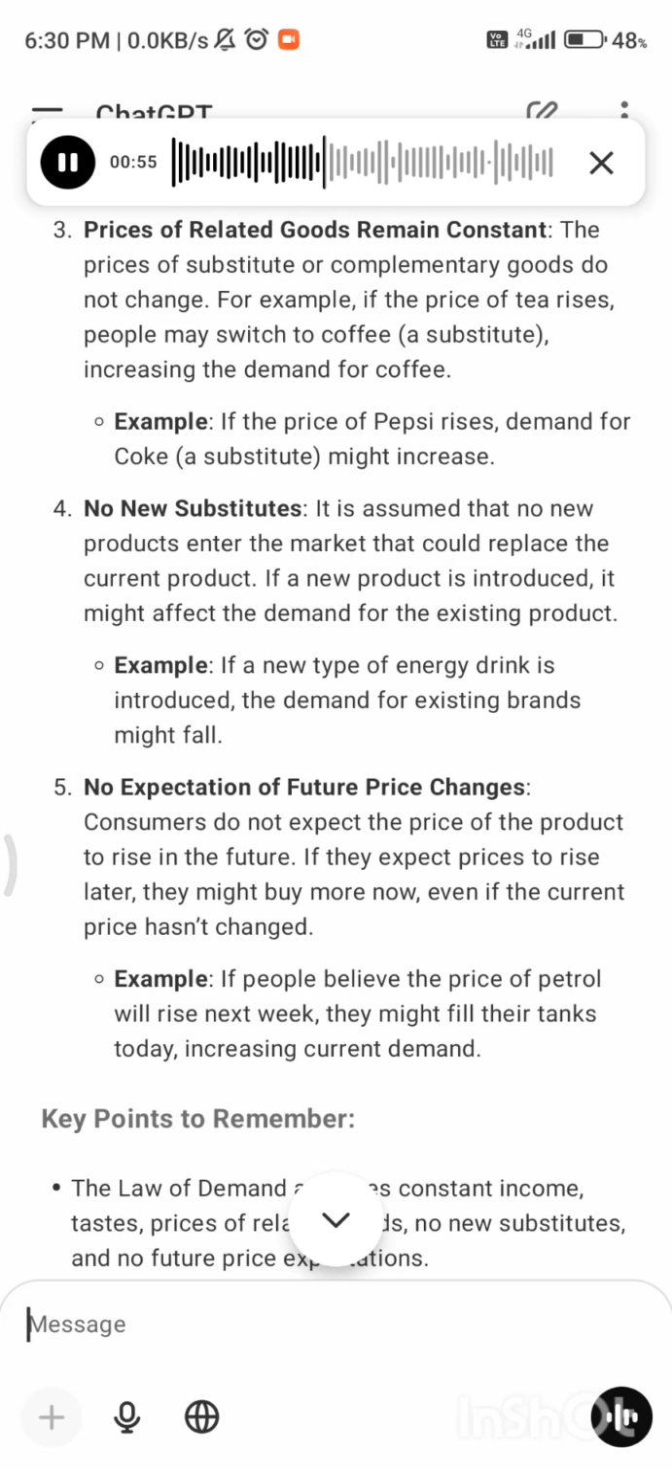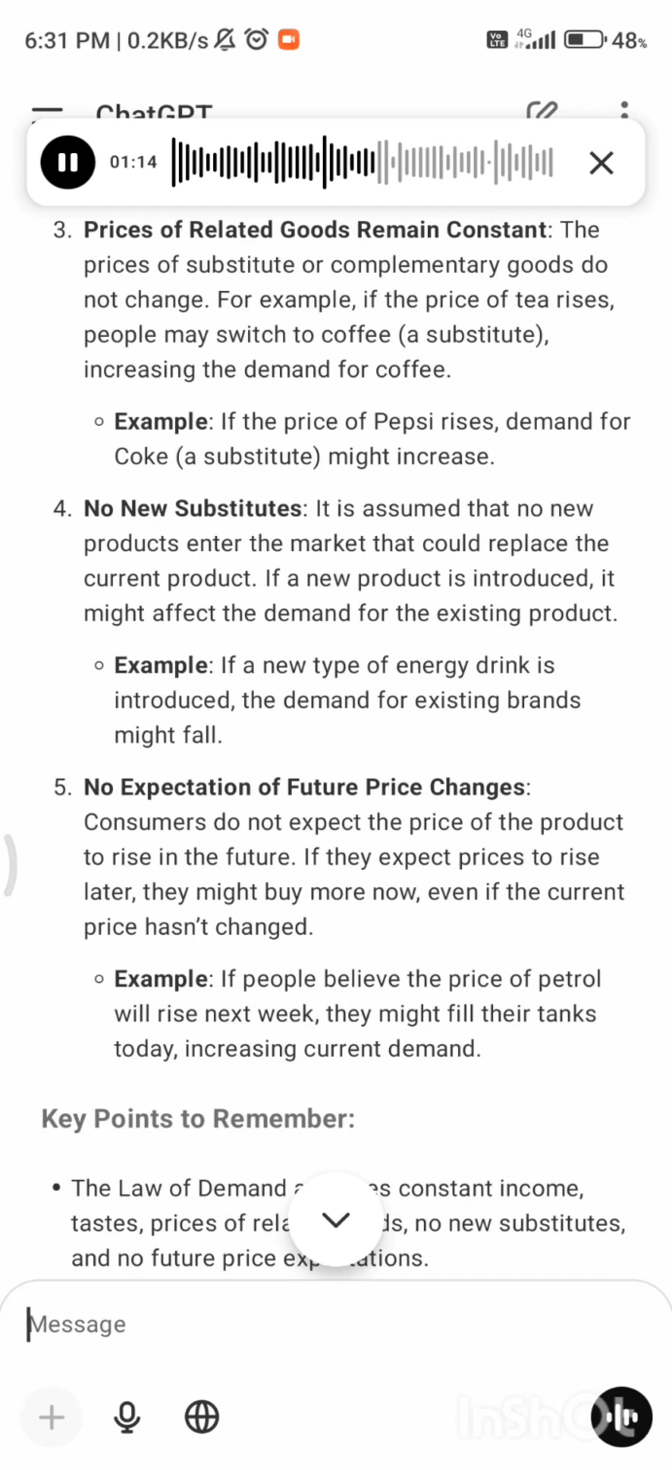3. Prices of related goods remain constant. The prices of substitute or complementary goods do not change. For example, if the price of tea rises, people may switch to coffee, a substitute, increasing the demand for coffee. Example: if the price of Pepsi rises, demand for Coke, a substitute, might increase.